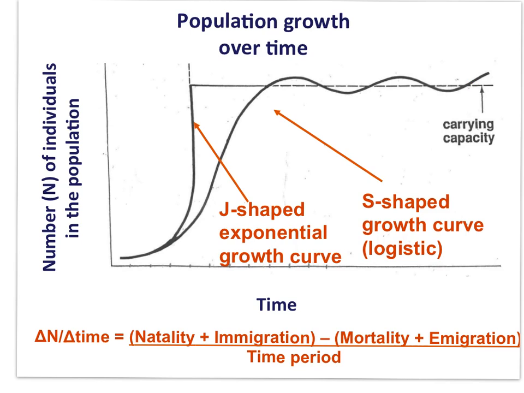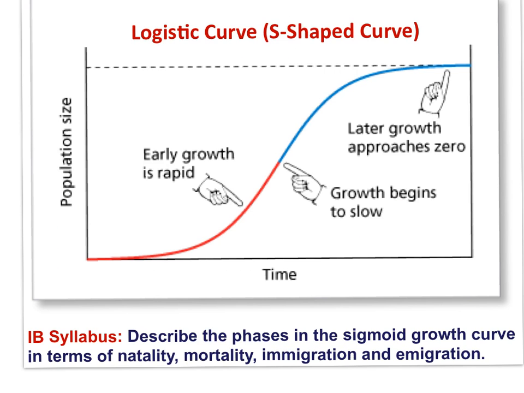The growth in any population is purely a function of births and immigration, balanced against deaths and emigration. The change in the size of the population over time, delta N over time, is due to the relative rates of births, deaths, and immigration and emigration in the time period. In this slide, we can see the hand indicating that early on in time, the growth rate is rapid, in fact exponential. The rate of natality is greater than the rate of mortality.